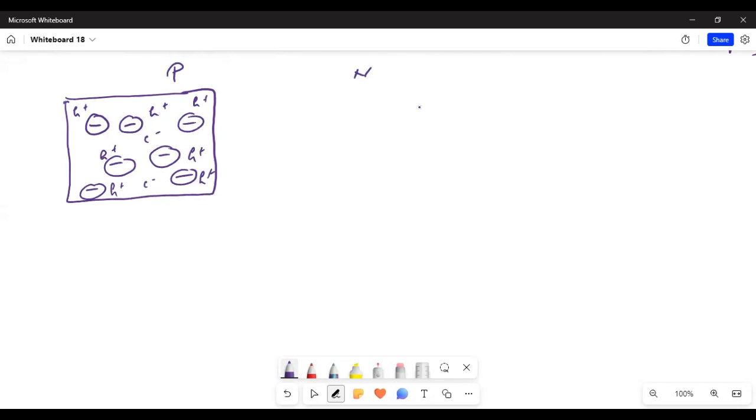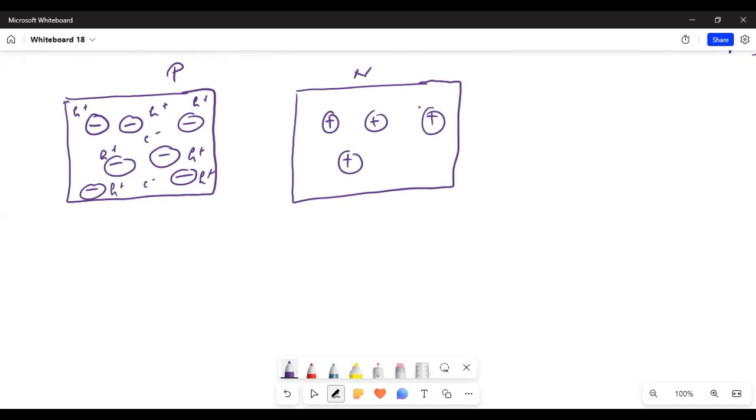These ions are fixed in the lattice. They do not move. It's only the charge carriers that move. Similarly, we have n-type material, which has donor ions randomly distributed everywhere. So it will have an equal number of electrons as majority charge carriers, and here and there will be some holes. Right, now let's see what happens when we bring them in contact.